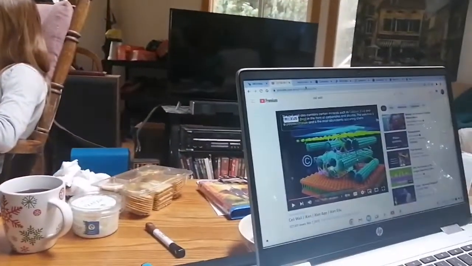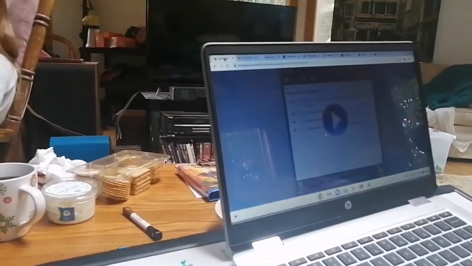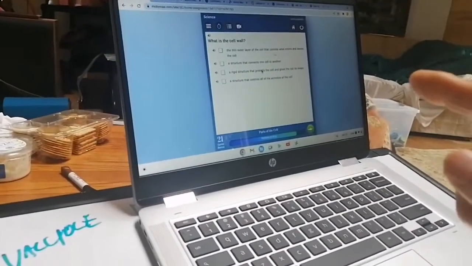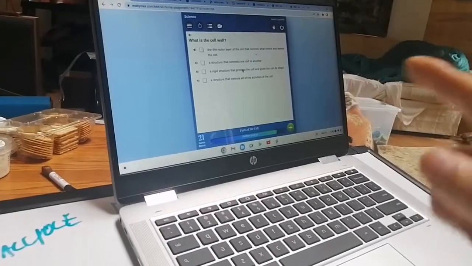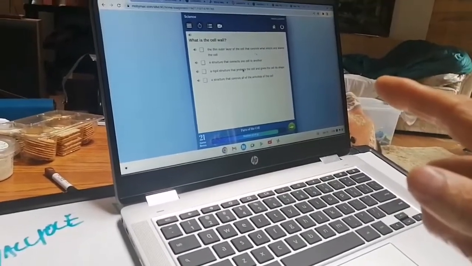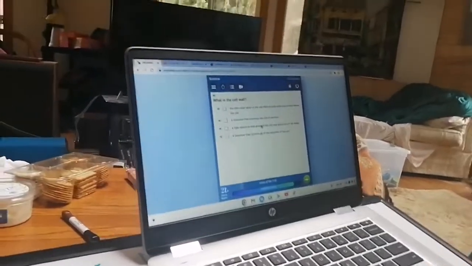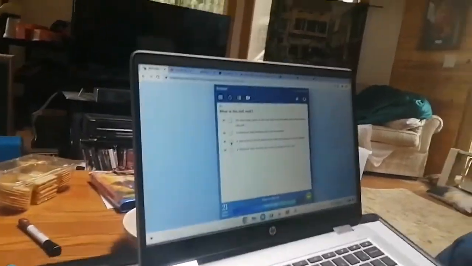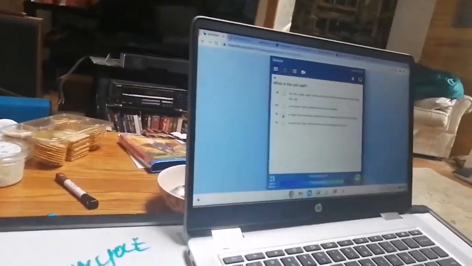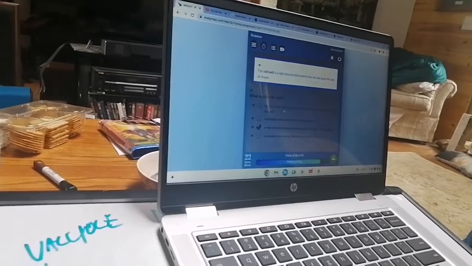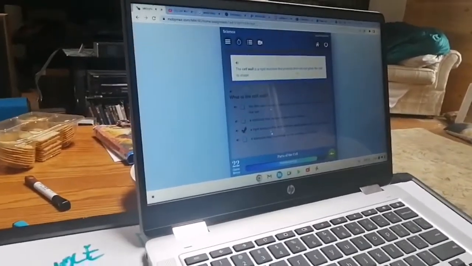So let's look at our question here. What is the cell wall? The thin outer layer of the cell that... Okay, read all of them. The rigid structure that protects the cell and gives the cell shape. There you go. You went right for it. Good job. The rigid structure. All right. The cell wall is a rigid structure that protects the cell and gives the cell shape.